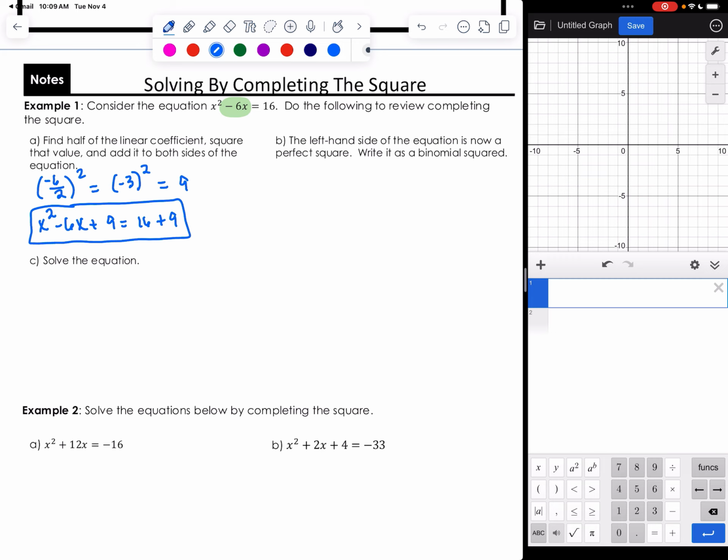In part B, it says the left-hand side of the equation is now a perfect square. Write it as a binomial squared. So let me write down our equation again, but I'll simplify it a little bit because on the right side we have 16 plus 9, which I can combine to get 25.